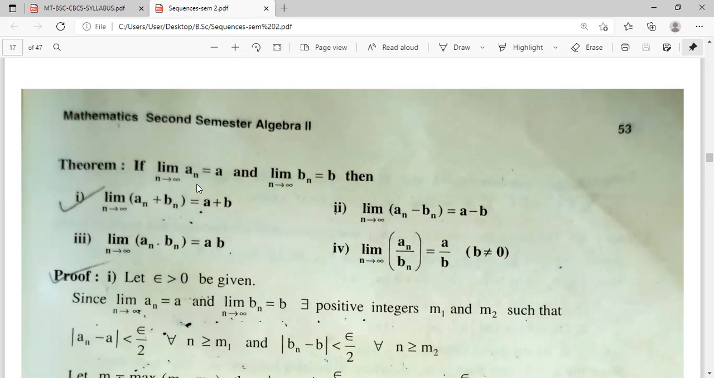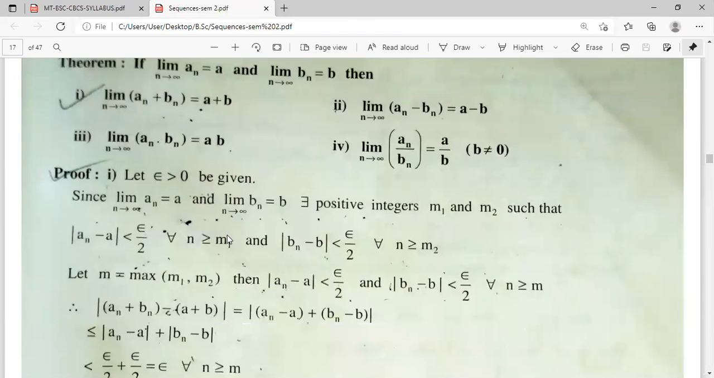You see, an is a convergent sequence, and a is finite and unique. bn is a convergent sequence, and here the value of b is finite and unique. By using these two convergent sequences, we have to prove these four one by one. Now we will see the first one, that limit of an plus bn as n tends to infinity equals a plus b.